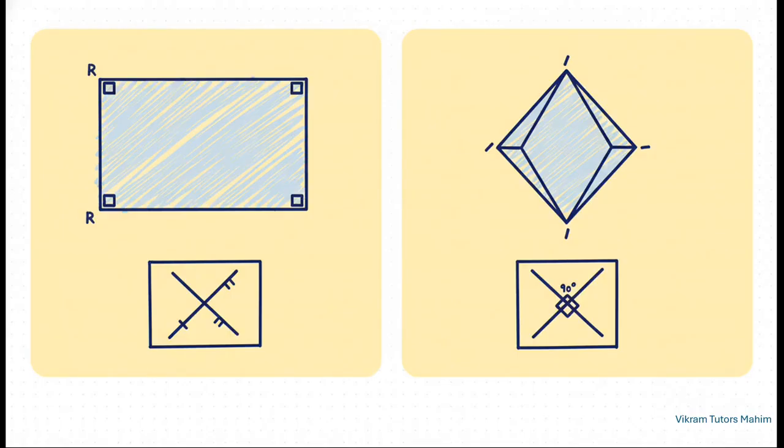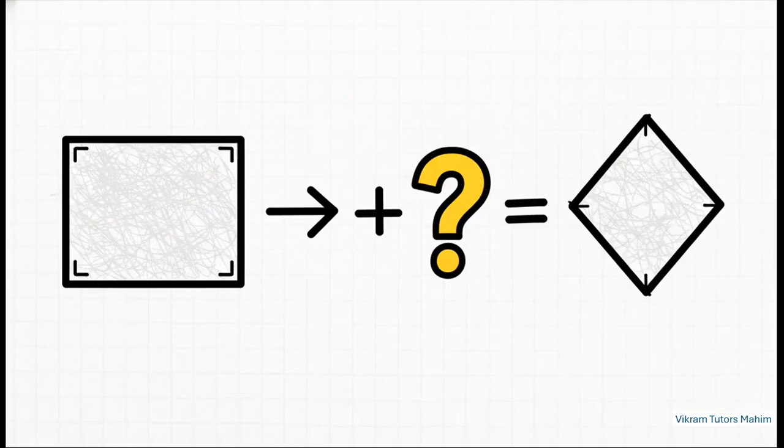Both come from the same parent, the parallelogram. The rectangle gets the all angles are 90 degrees rule, which leads to its diagonals being equal in length. The rhombus gets the all sides are equal rule, which makes its diagonals cross at 90 degrees. See? 2 different paths from the very same parent. So we've got these two distinct siblings, each with their own special trait.